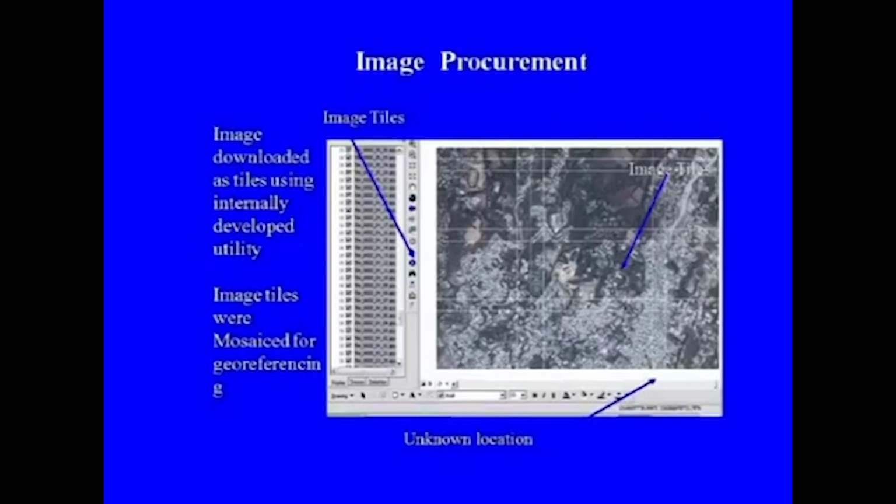One can see that in order to create the image of the desired area, image tiles which are demarcated by white lines can be seen, and there were more than 50 such image tiles which had to be mosaicked to create the ward information system using satellite data.